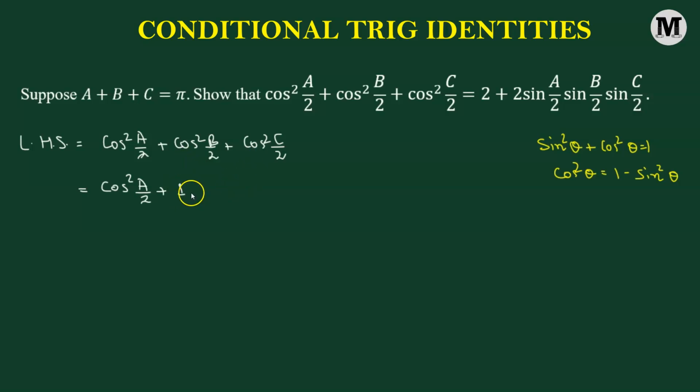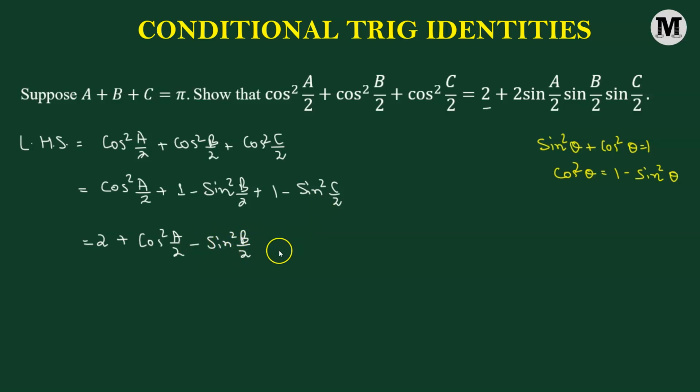So the second term becomes 1 minus sine squared B over 2 added to 1 minus sine squared C over 2. Okay, so 1 and 1 get added to give us 2. That takes care of the term which is 2 on the right hand side. And then we write the first term cosine squared A over 2, and then the term negative sine squared B over 2, and then the last term negative sine squared C over 2.